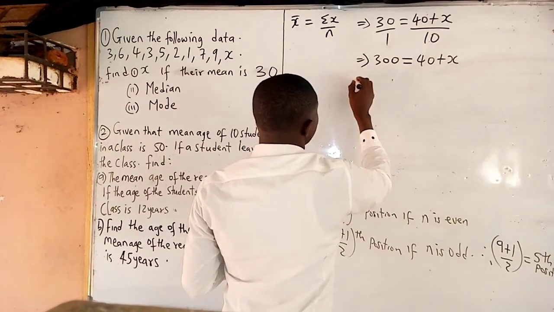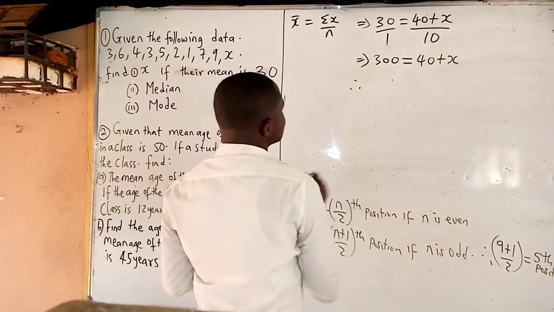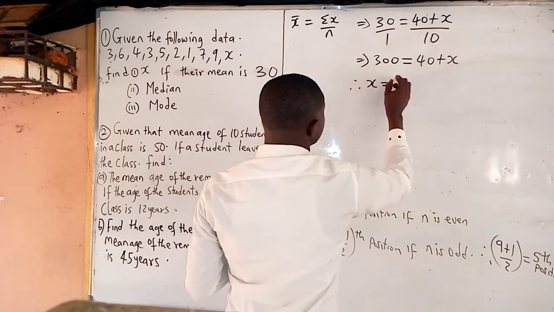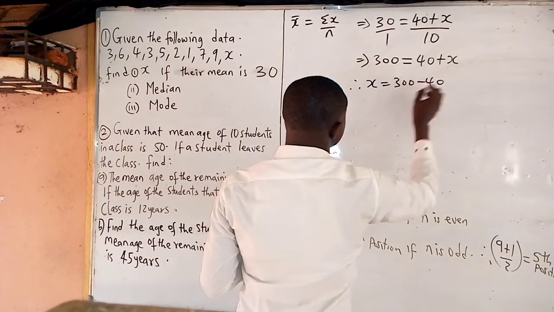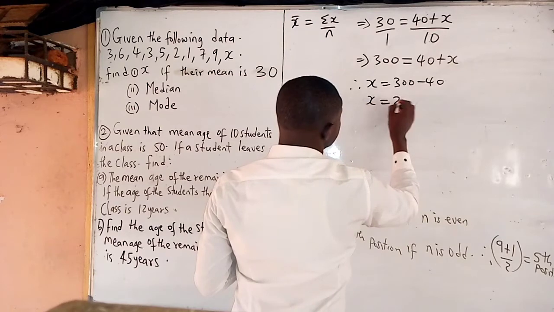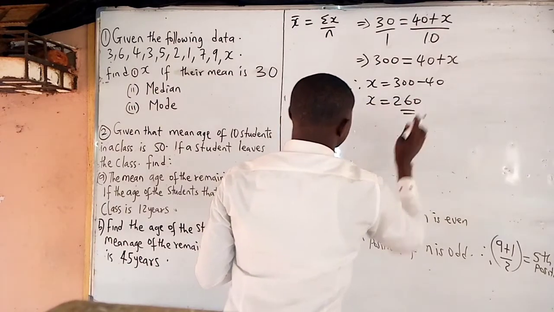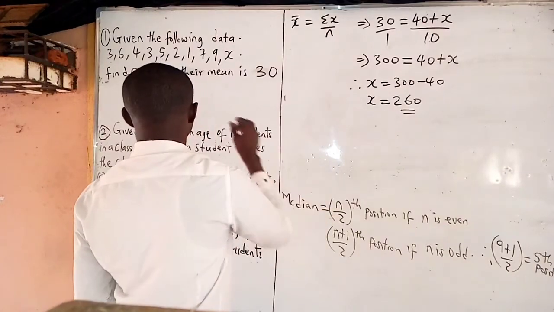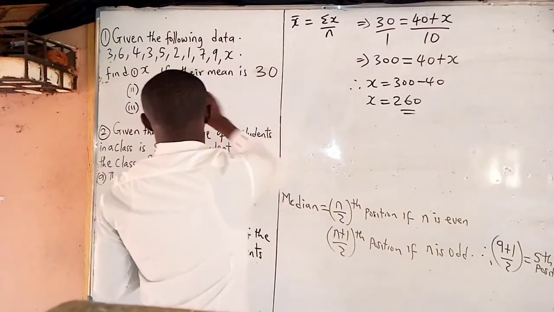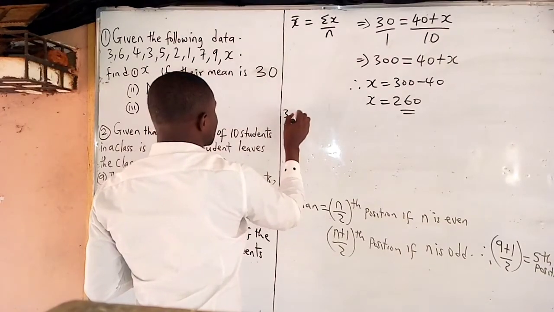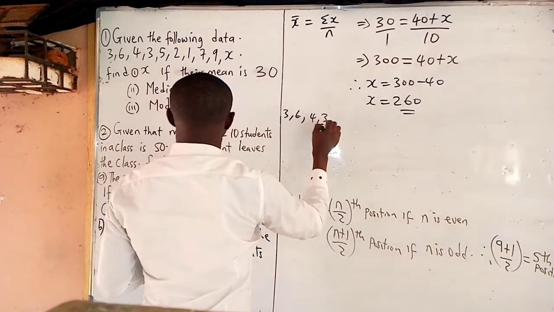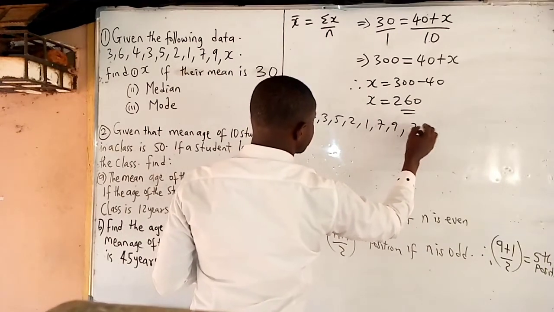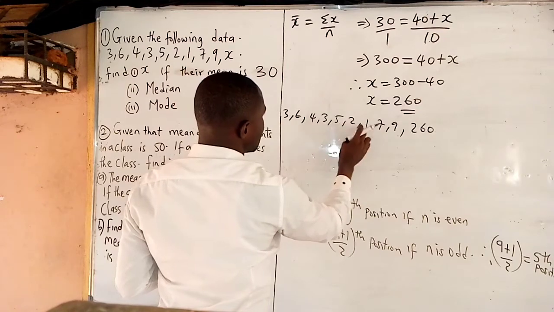Okay? Therefore, we now say our x should be what? x equal to 300 minus 40. x equal to 260. So that means our x is 260. Okay? So what you now do is that you say, let me write what I have. 3, 6, 4, 3, 5, 2, 1, 7, 9, 260. 1, 2, 3, 4, 5, 6, 7, 8, 9, 10.